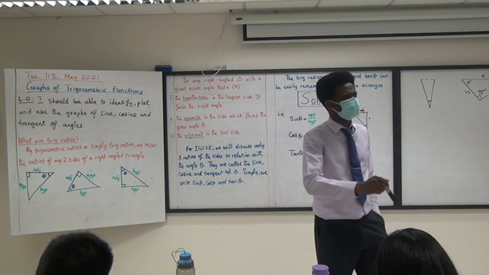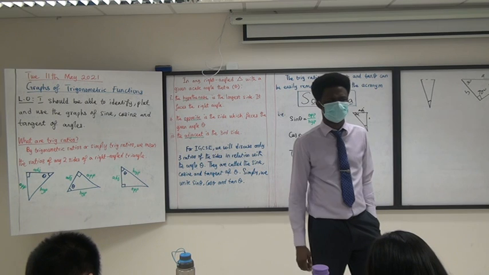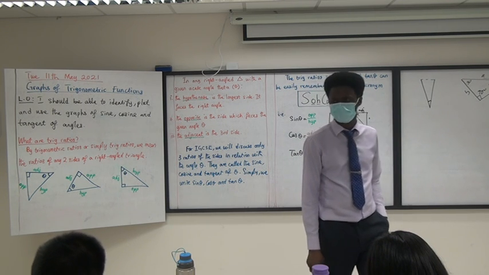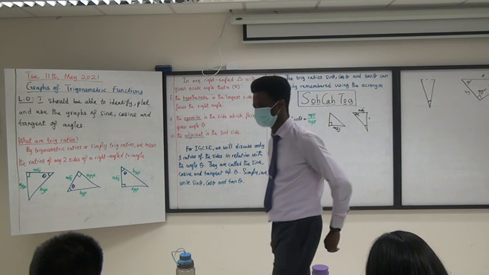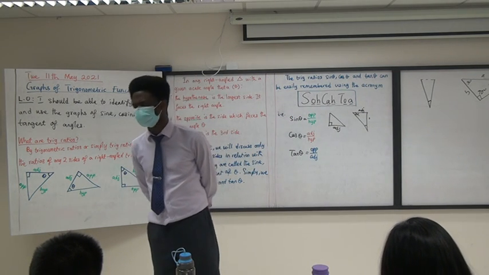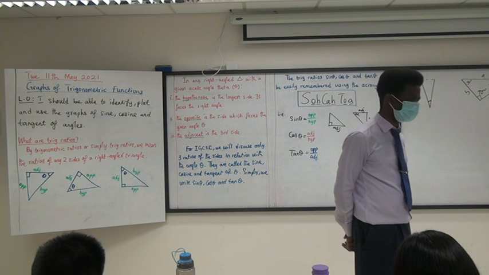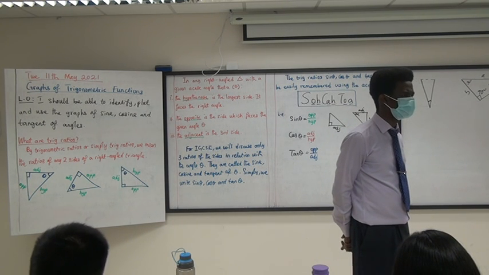What is the similarity between the sine and cosine graphs? There's something common to both of them. Look at those two shapes very well. Yes? It's a wave. Okay, I give you that.